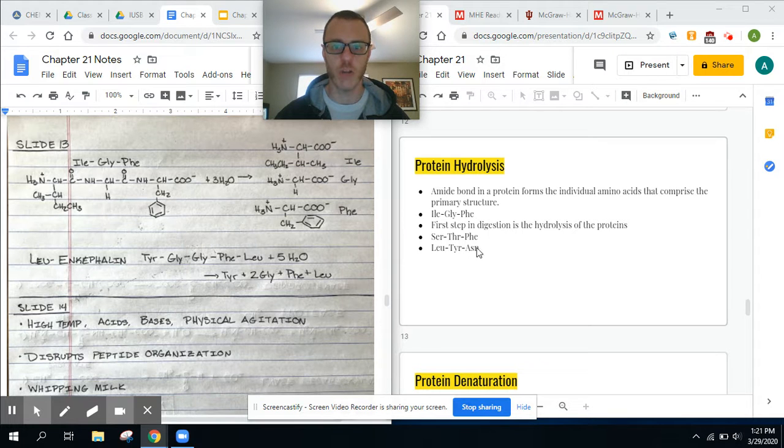There are 2 others that I put here that if you feel the need to do these, you may. It's pretty simple though. This idea of the hydrolysis of proteins is your very first step in digestion. And we're going to get to digestion later. That's going to be part of our metabolism section. And so we've got to remember that this is essentially what happens.